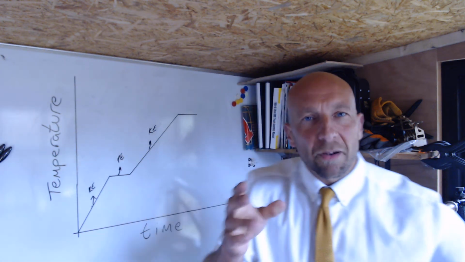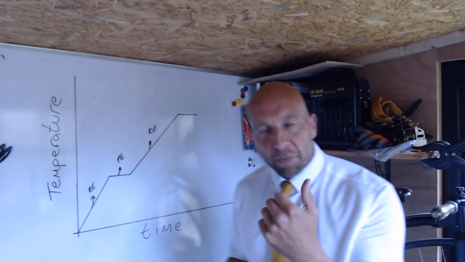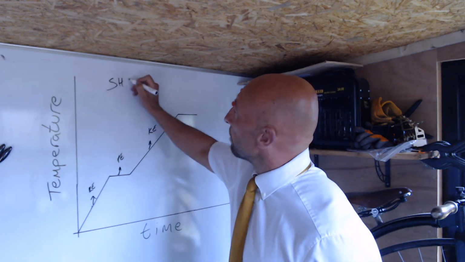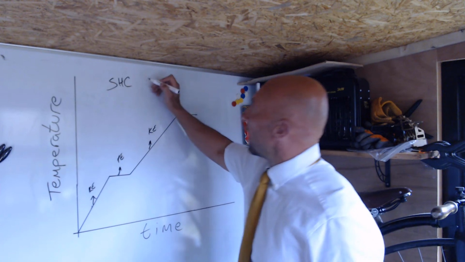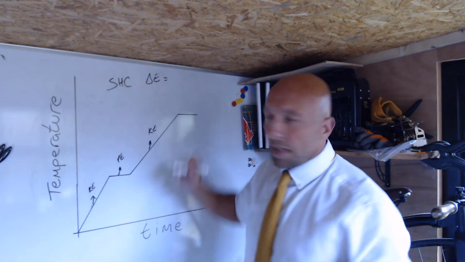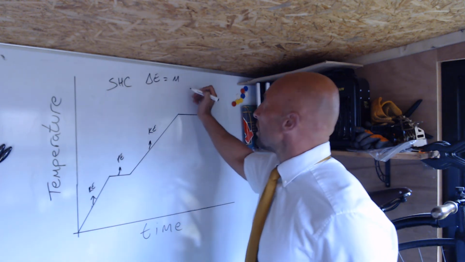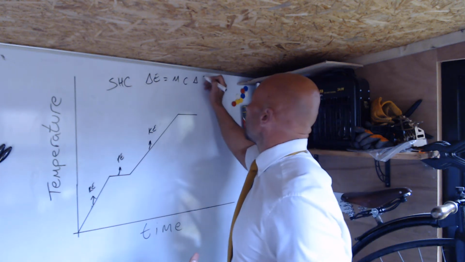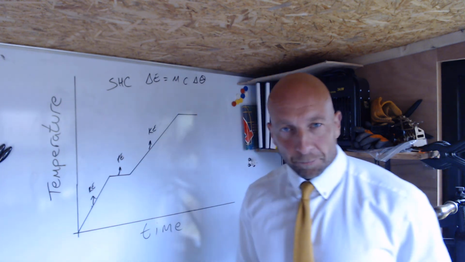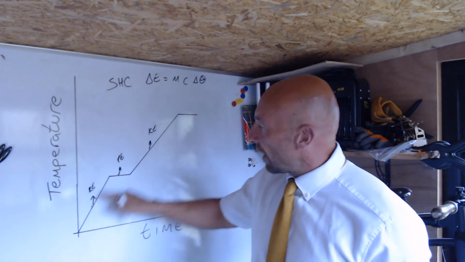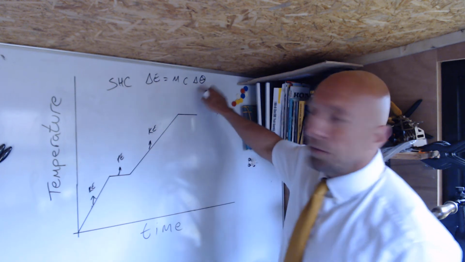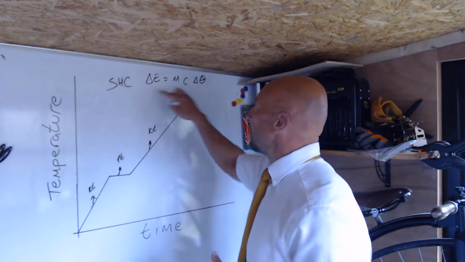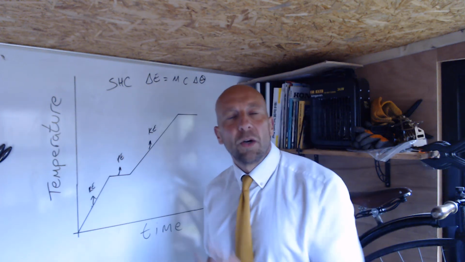Now, how do we do some calculations in this? Well, remember when we've done specific heat capacity, the calculation that we use for that is the change in energy is equal to the mass of our substance times by its own specific heat capacity times by the change in temperature. Okay, so that's fine for these bits where we've got a kinetic energy change because we've got a changing temperature. However, at these points here, we can't use this equation to calculate how much energy we're putting into this thing.